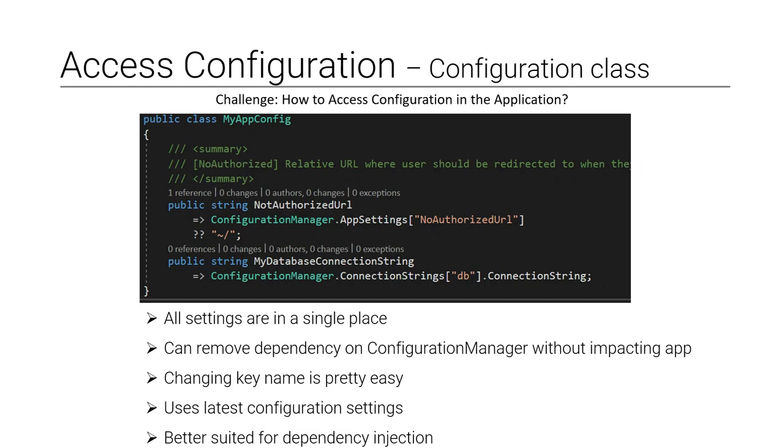Here's another alternative. This is something that I learned a couple years ago. I should have been up on it, but I wasn't. It's been around since .NET 4.5. You can put a lambda initializer on your property. So in this case, every time I recognize not authorized URL, it's going to configuration manager. Not just when the application starts. Every single time I access that property, it goes to configuration manager.